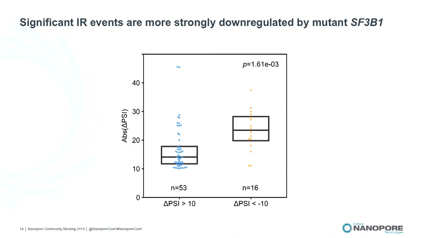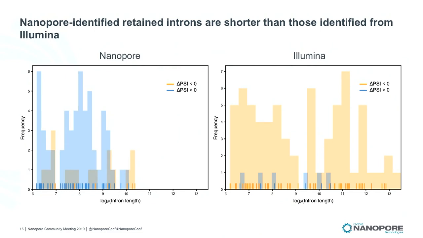downregulated by SF3B1. When we looked at the events in the second category that we were interested in, we found that none of them overlapped with our short read data. And we think that these two plots might explain why. So the x-axis is the log 2 of the length of the retained intron that was called as differentially used between our two groups. The y-axis is the number of events that fall within that length bin.